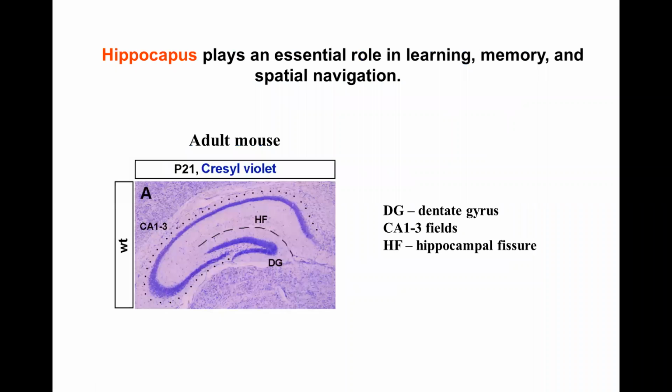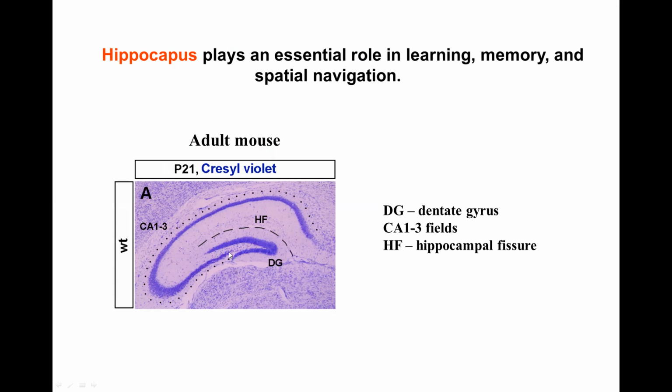Our laboratory studies brain development, including development of the hippocampus, which plays an essential role in learning, memory, and spatial navigation. This picture shows a coronal section of an adult mouse hippocampus. You can see that the hippocampus consists of the dentate gyrus, brain regions where neurogenesis occurs throughout life.